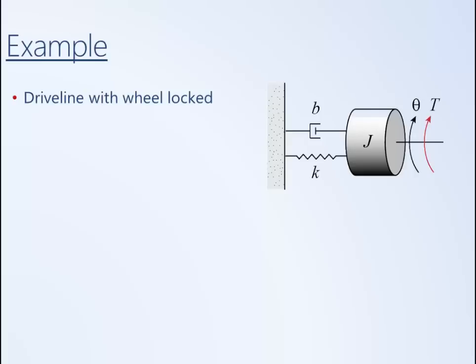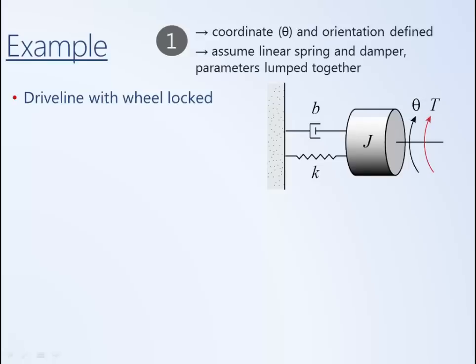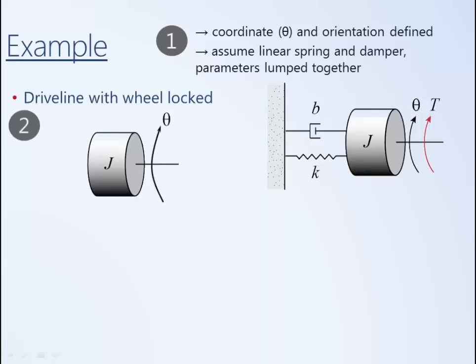So the approach for deriving the governing equation for this system is the same as we applied in the previous example. We first define the coordinate and its orientation. So in this case, the motion of the one end of the drive line, the angular displacement, is defined by theta, where that direction of rotation is defined to be positive. We're assuming a linear spring and a damper, and we've also lumped the various inertias and frictions and damping all together into single elements. The second step is to draw the free body diagram.